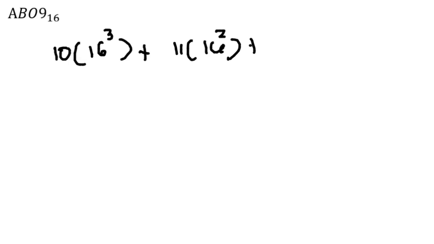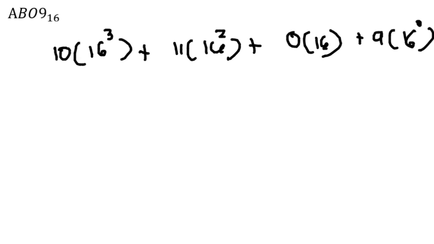Now let's try this. So let's go ahead. So we have AB09 base 16. What do you call this? 09, it's going to be 0. So just like as usual, what we're going to do is just descending powers. And we have 0 here, multiplied by 16, plus 9, 16 raised to the 0th power.